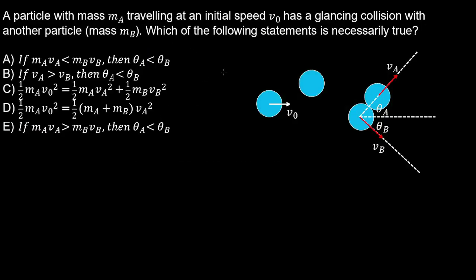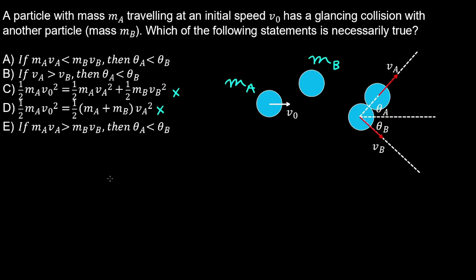A particle with a mass ma is travelling at an initial speed v0 and has a glancing collision with another particle with a mass mb. Which of the following statements is necessarily true? So we can rule out C and D because we're not told specifically that the collision is elastic or inelastic.